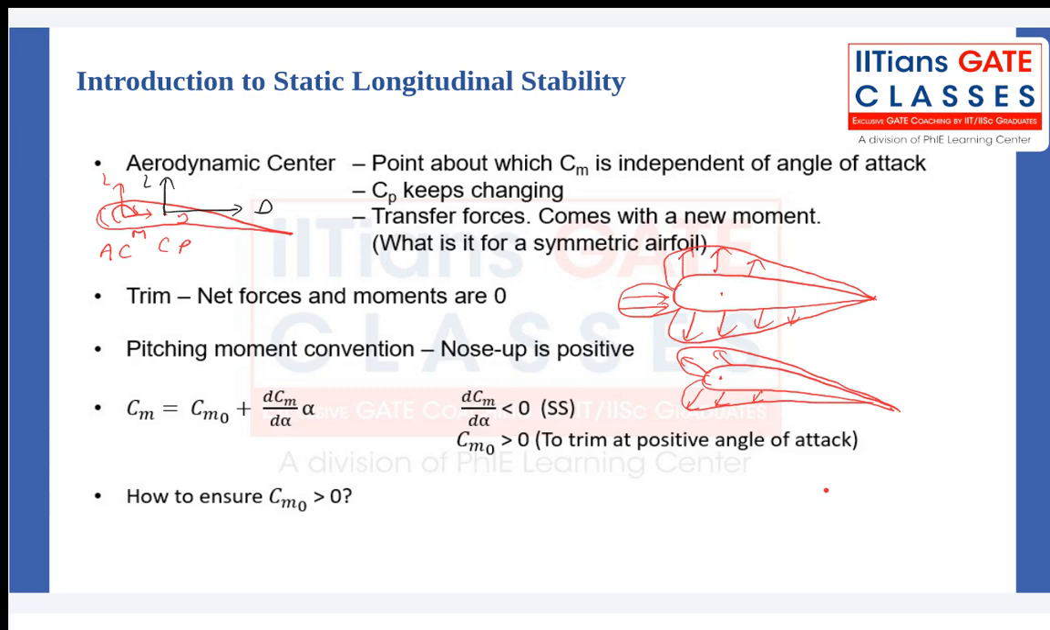When I transfer the forces, it comes with a moment. The moment here will be in the pitch down direction, correct? It will be nose down. It will be in this direction, correct? According to our convention, pitch down is negative. So for a positively cambered airfoil, when I transfer the forces from the center of pressure to the aerodynamic center, I have a pitch down moment at the aerodynamic center. For a negatively cambered airfoil, it will be the reverse. Just try to remember this, or you can easily draw this figure and you'll get it immediately. Just remember your sign conventions: pitch down is negative.